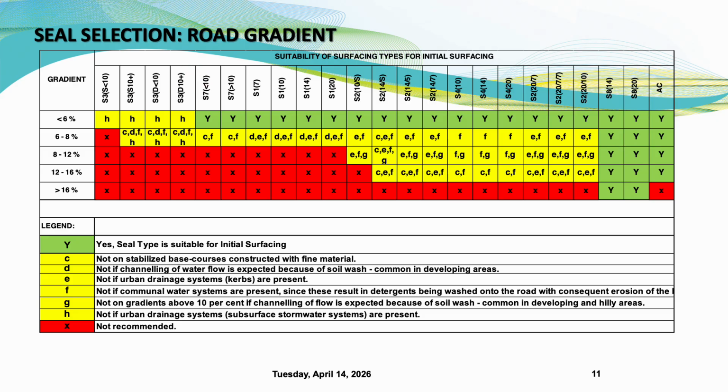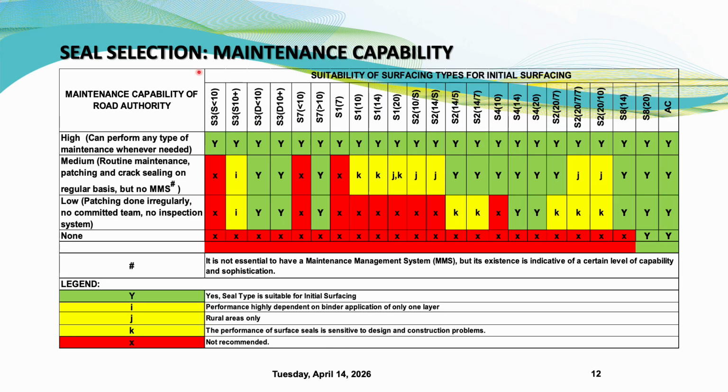Let's move on to the next factor, which is maintenance capability of the district or the municipality or the city or the area where you are living. The question is, what is the capability of the road authority? What is the maintenance capability? If the maintenance capability is weak, nothing, then most of the seals cannot be used, except a slurry or an asphalt.